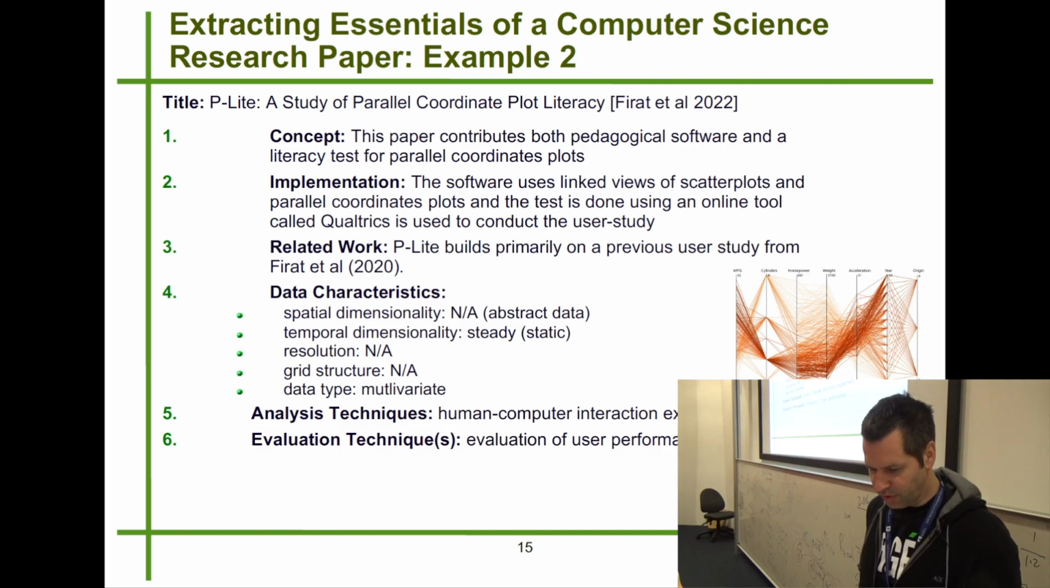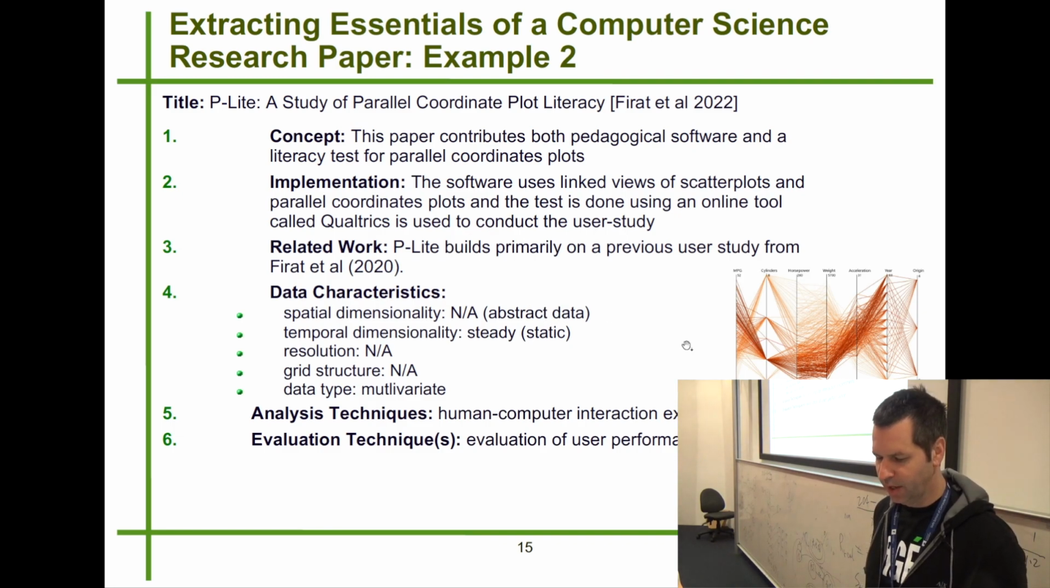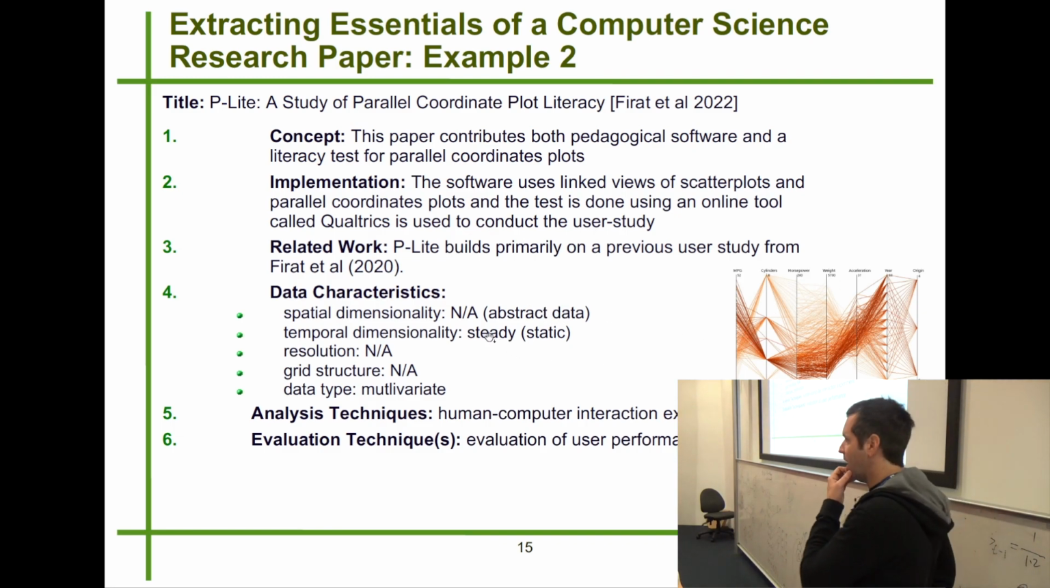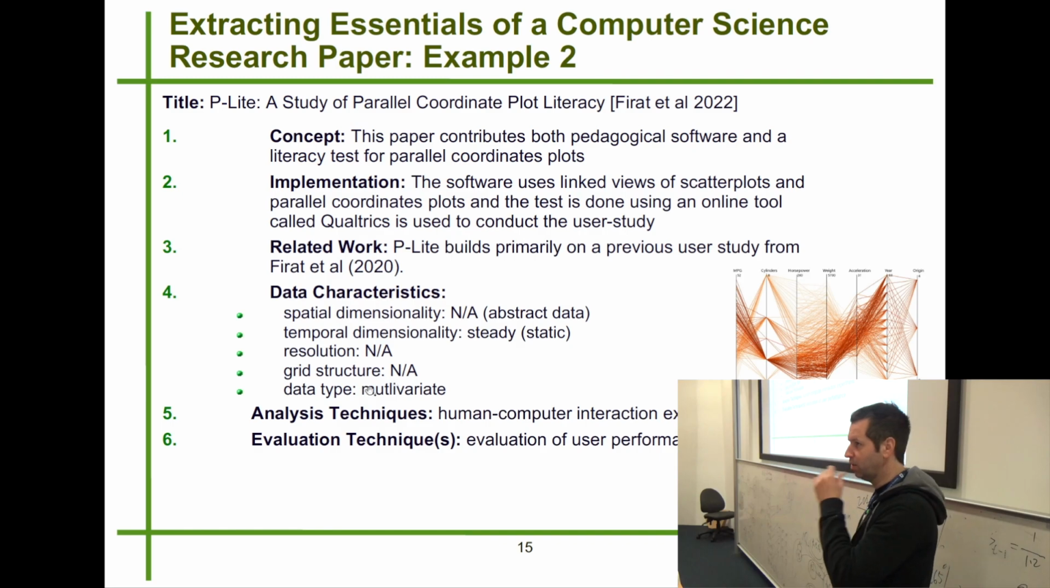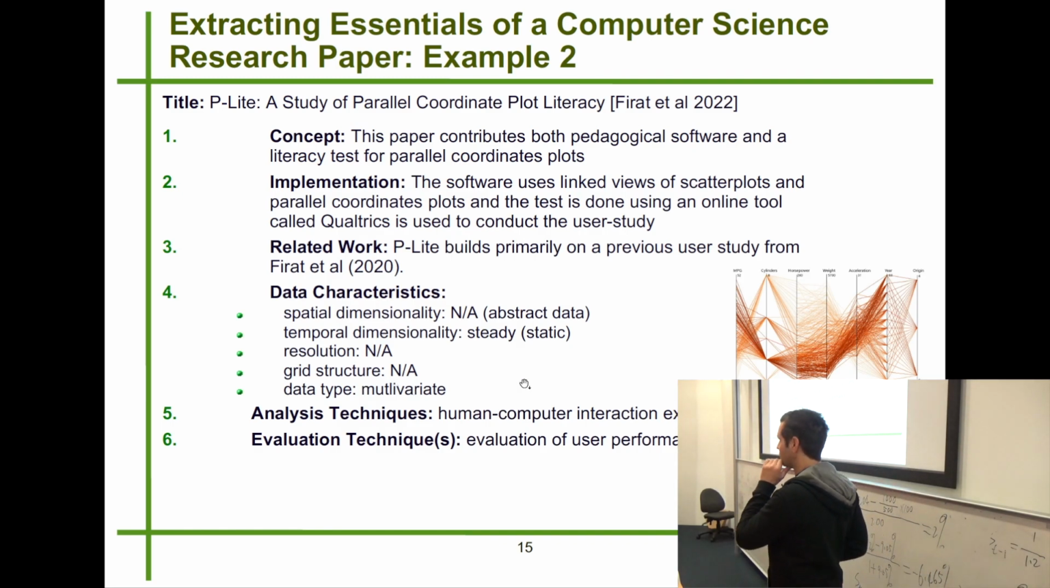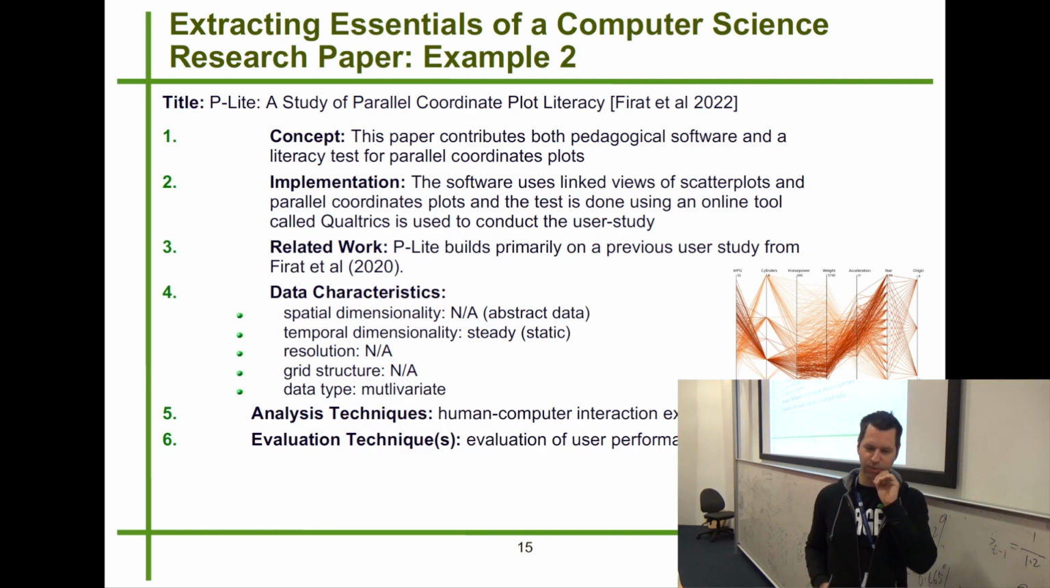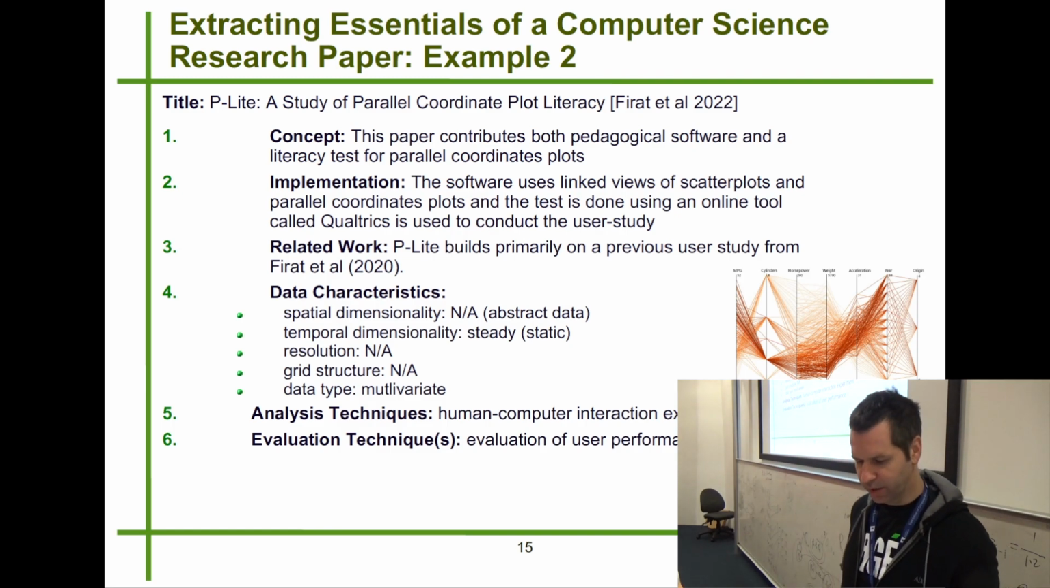The data characteristics: this is not spatial data, it's abstract data. It's steady, in other words, it's not time dependent. The resolution is not applicable in this case. It's something like 4,000 records. There's no grid structure, but it is multivariate data, so it has several variables. That's not too difficult to understand.